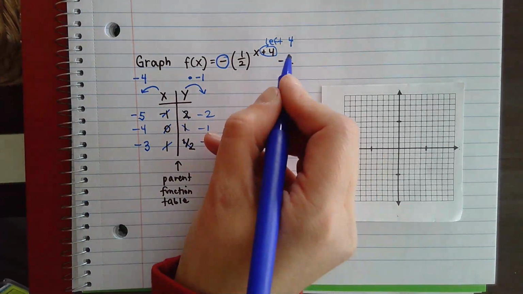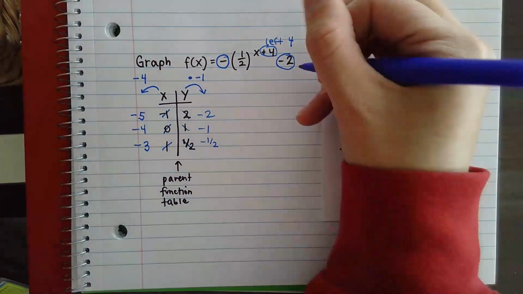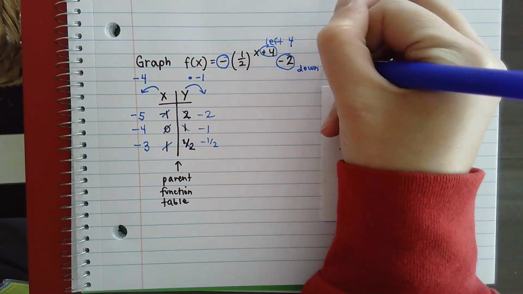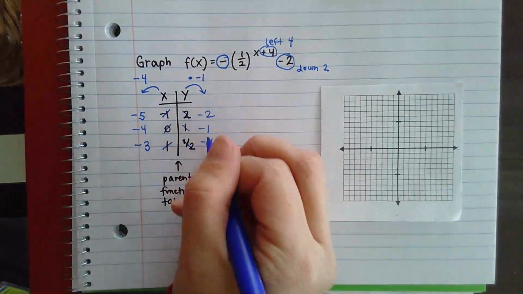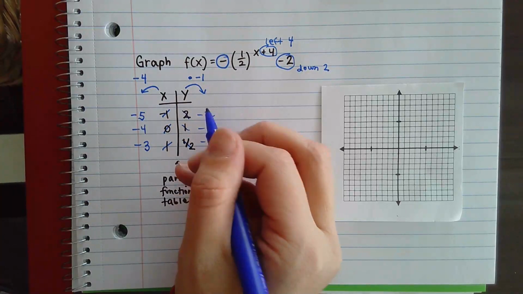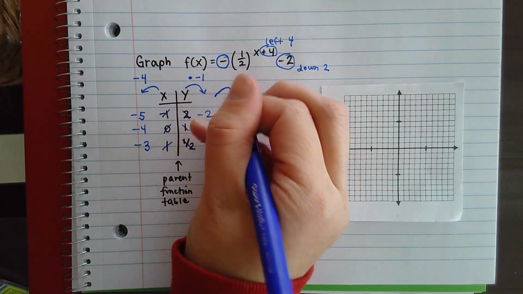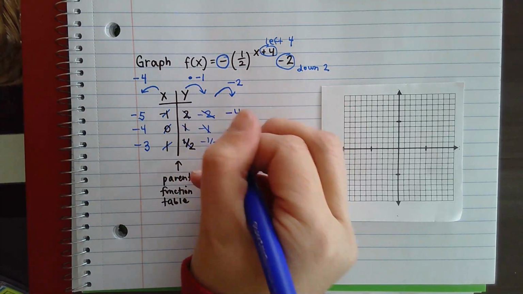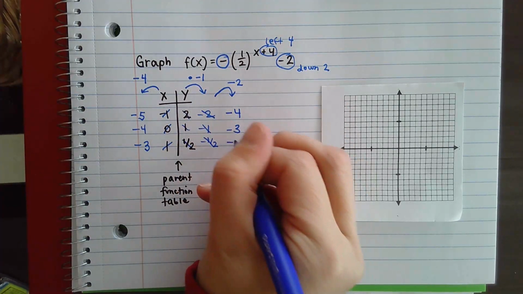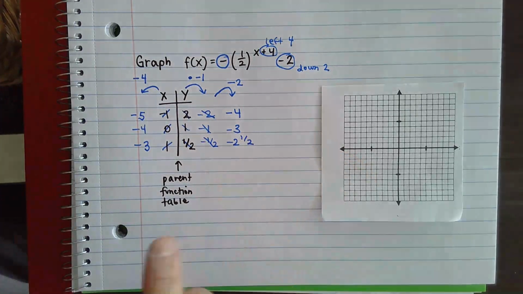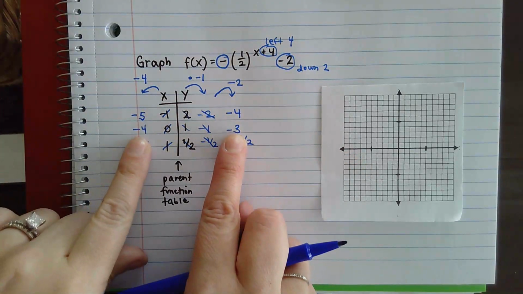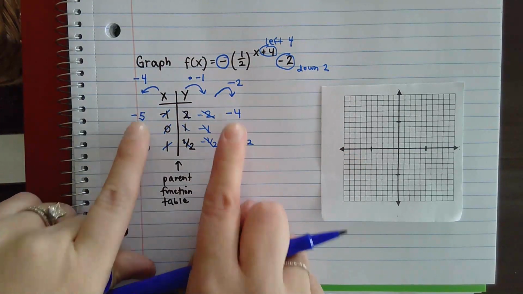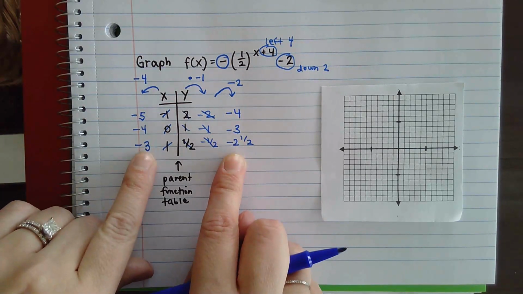And then the last transformation shifts down 2. So I'm going to take my reflected y values and I'm going to subtract 2 to move them down 2. Down 2. So these 3 points are my reflected decay function.